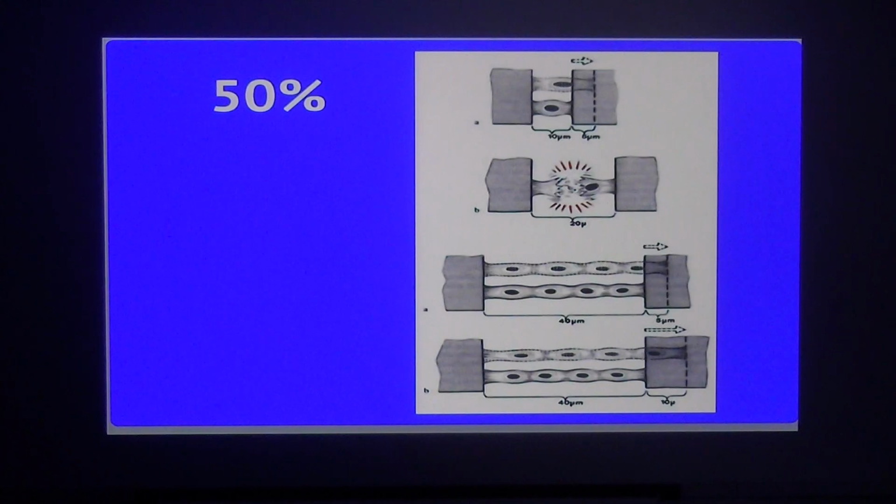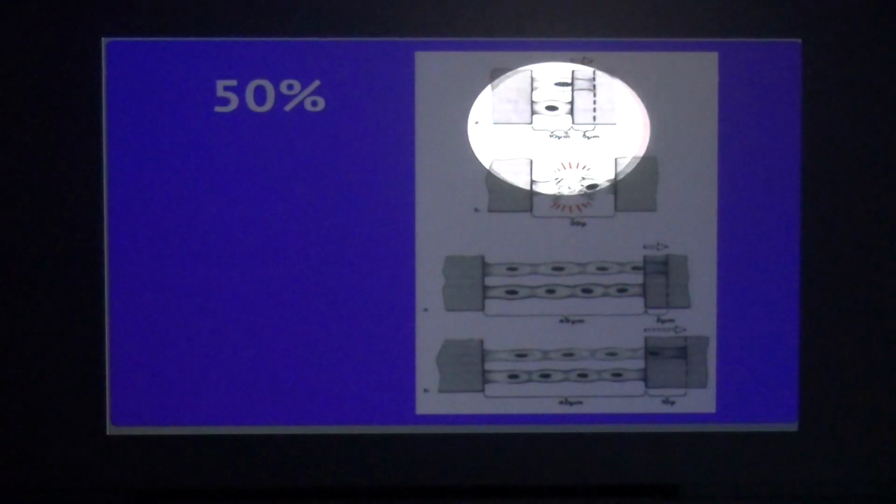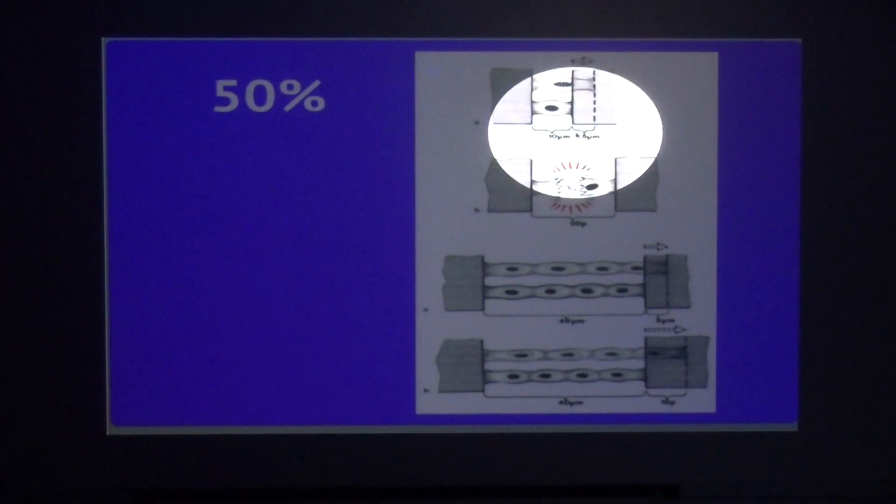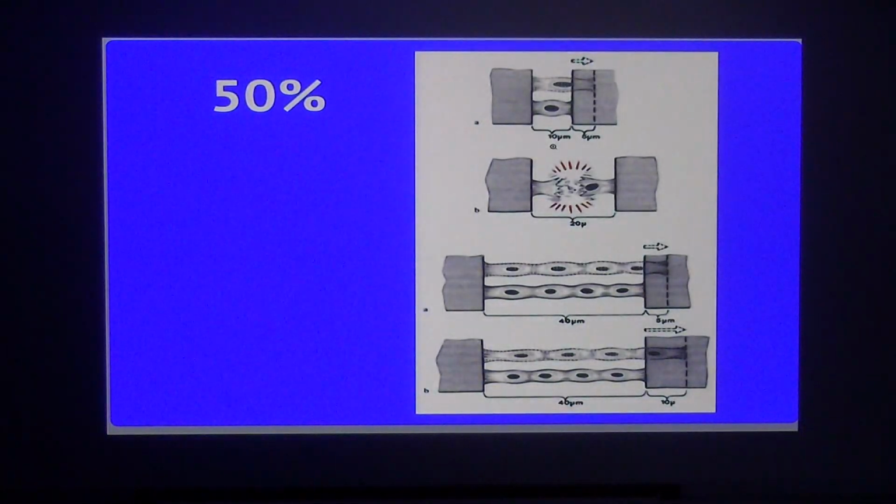If you go to that top one, you've only moved that guy by 5 microns. So you've got a 10 micron gap. You move it by 5 microns. That's a 50% strain. It's a massive strain. Even though you're only moving by 5 microns, it's a huge strain. And that's probably not going to heal.